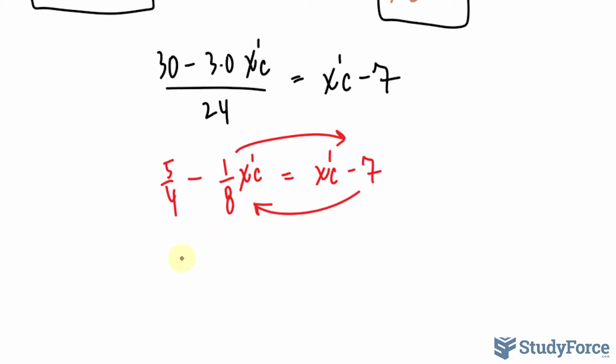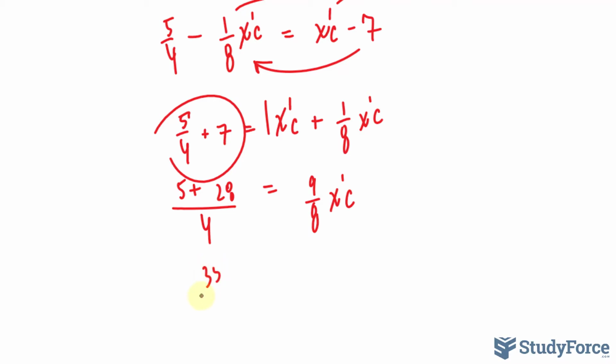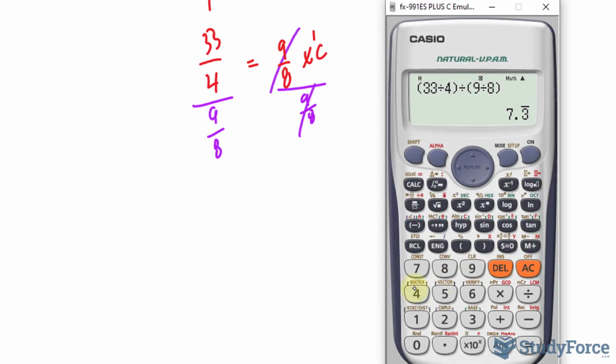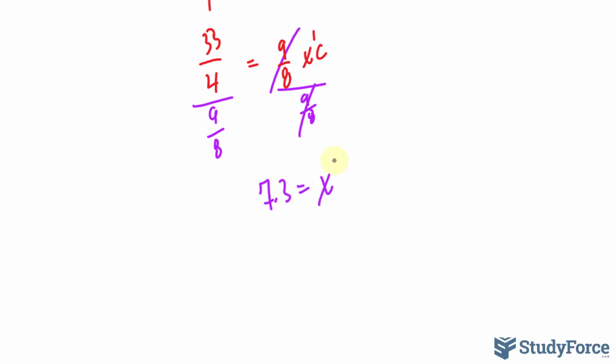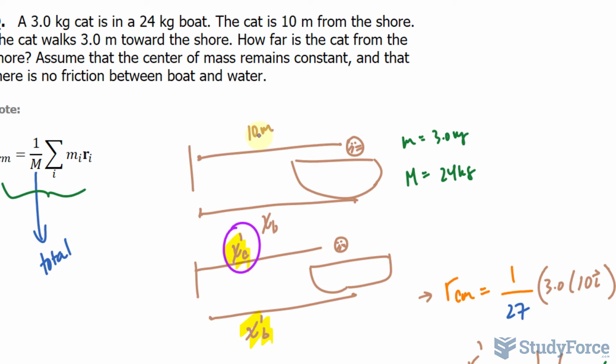So I'll take that over, take that over. Combining these and combining 1 plus 1/8 makes 9 over 8 x prime sub c. And over here, we have 4 as the common denominator, 28 plus 5. That's 33 over 4 is equal to 9 over 8 x prime sub c. And dividing both sides by 9 over 8 will give us our answer. And we get 7.3 repeating, as the distance of the cat from the shore after it has walked 3 meters towards the shore.